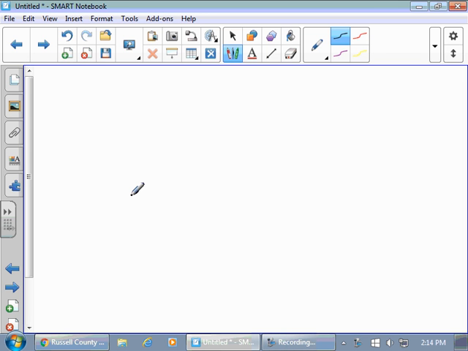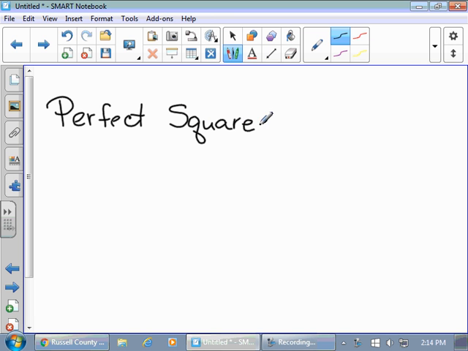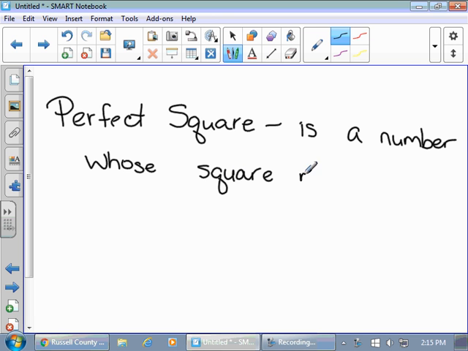All right, we're going to talk about perfect squares and exponents today. Okay? Here's a definition for a perfect square. If I'm writing, you're writing. A perfect square is a number whose square root, and we'll talk about what some of these words mean in a minute, is a whole number.